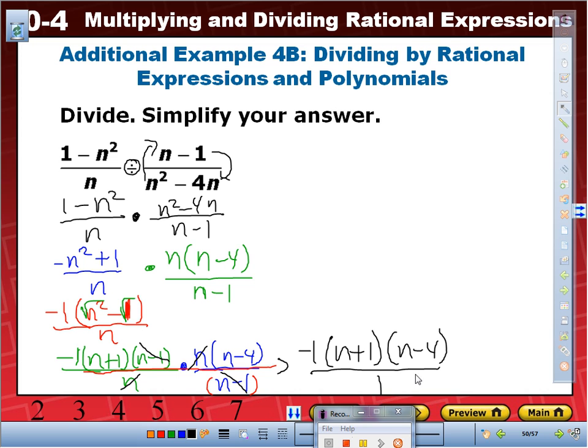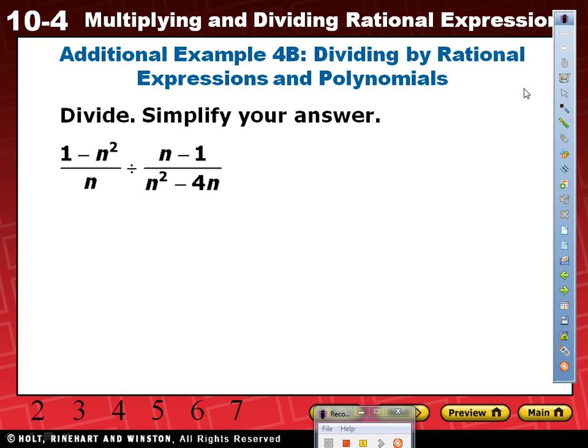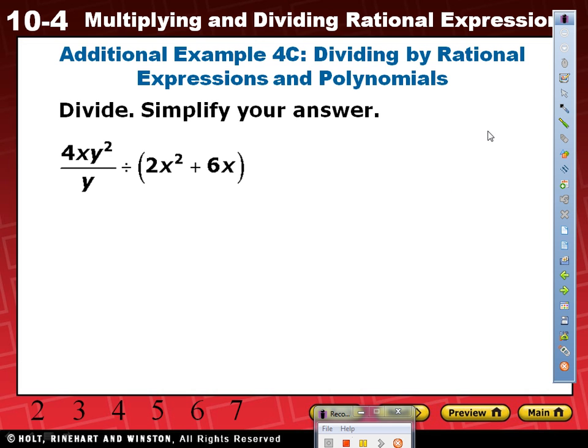Or if you left it without the over 1, that's fine. And that's simplified. That's fine. Let's do another one. Is that clarifying doubts? I hope. Let's do another one. Copy this one.